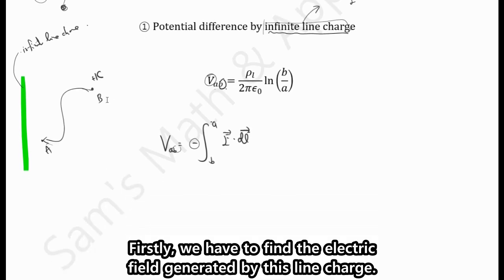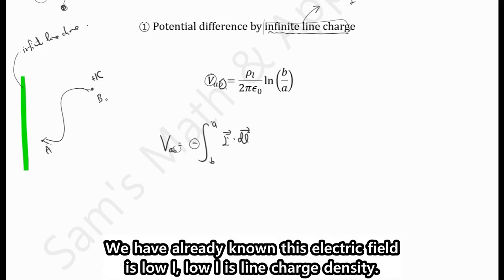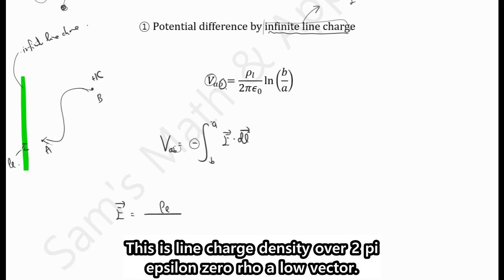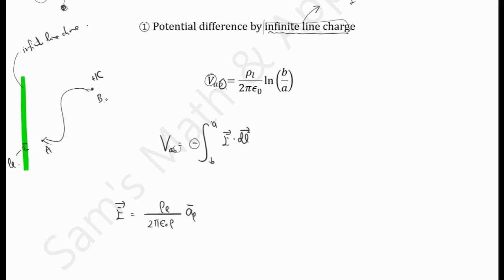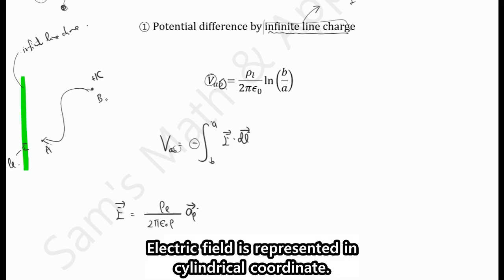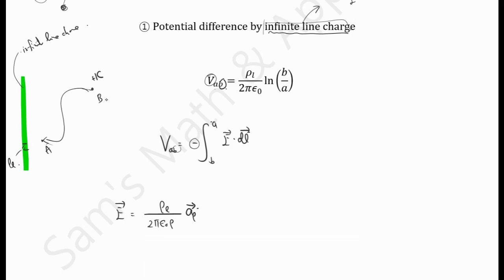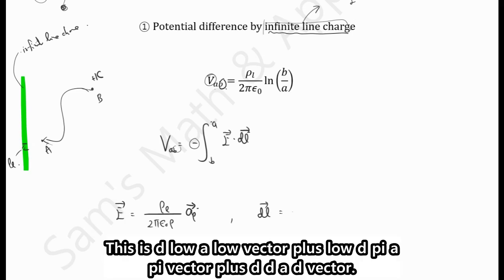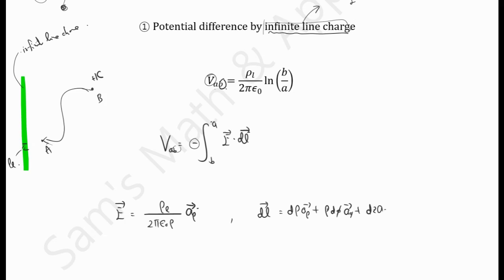Firstly, we have to find the electric field generated by this line charge. We have already known this electric field is rho L over 2 pi epsilon 0 rho, in the a rho vector direction, where rho L is the line charge density. The electric field is represented in cylindrical coordinates, so the dl vector is also represented in cylindrical coordinates. This is d rho a rho vector plus rho d phi a phi vector plus dz a z vector.